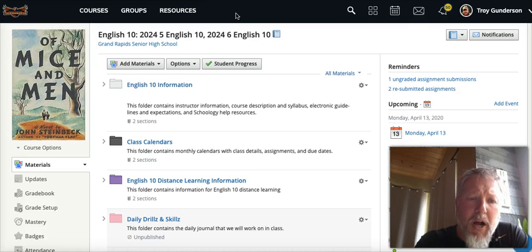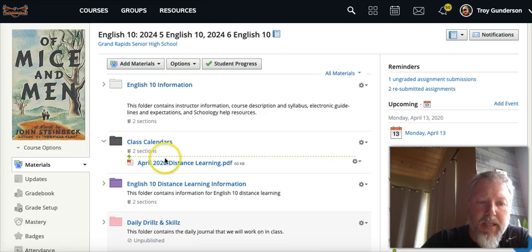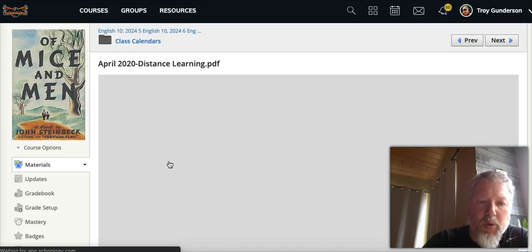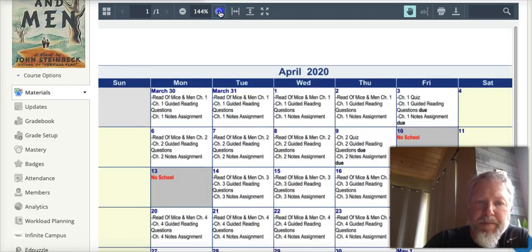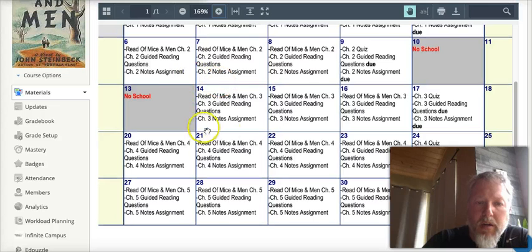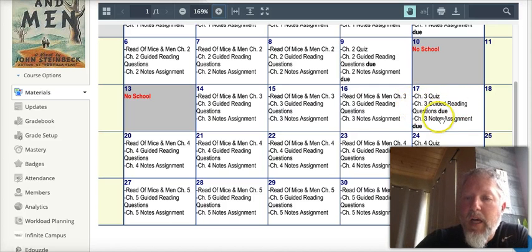All right, so we are starting chapter 3 for Of Mice and Men. And real quick, let's take a look at our class calendar here and see what we have going on. So here we are on April 14th, and we're going to be reading chapter 3. Everything is due on Friday the 17th. So again, it's following kind of the same as the previous two chapters: you're going to have the guided reading, you'll have the notes assignment and a quiz at the end.